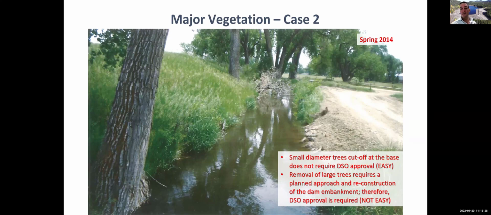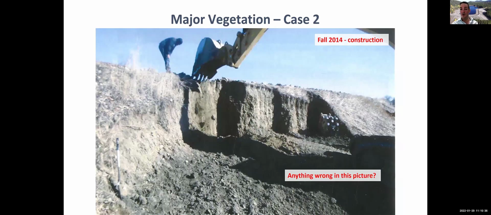What the client did was they went ahead and had a planned removal plan when the water's down, not easy. This particular case would require approval. So this is 2014 construction. I asked, is there anything wrong with this picture? Dwayne showed an image of the downstream slope and showed how you kind of have to step it.